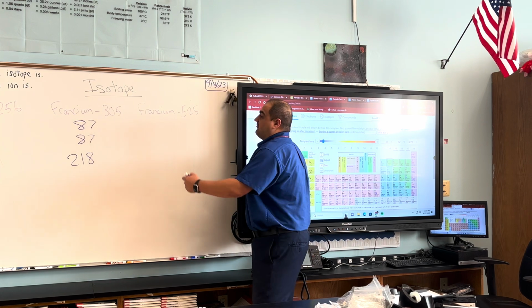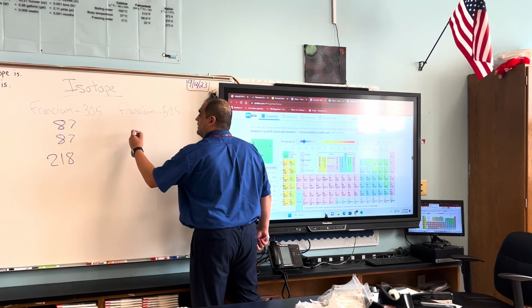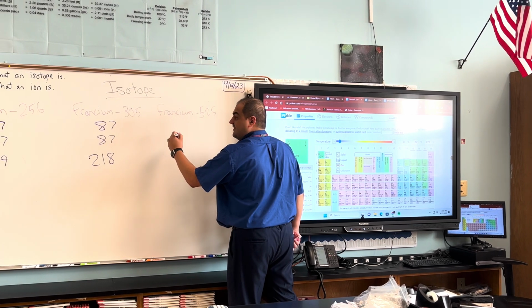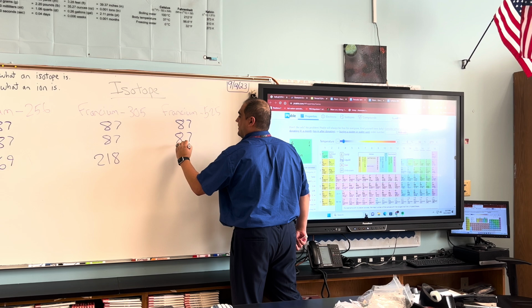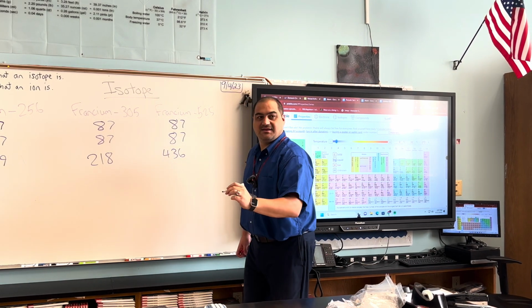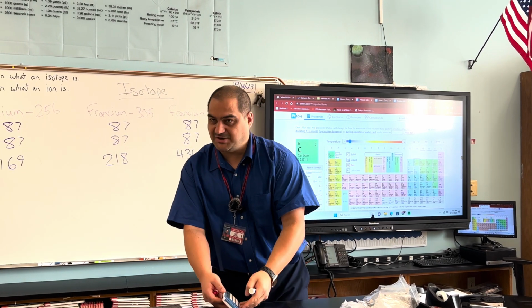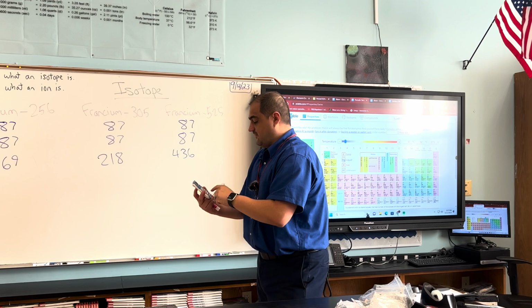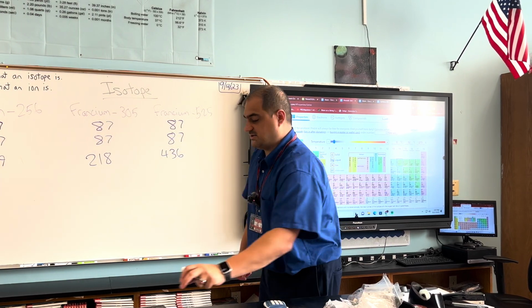All right, francium 525. Mia? Proton count? 87. Electron count? 87. Neutron count? 436. Is that correct? I got 438. Okay, hold up. Let's punch it in real quick. 525 minus 87 is 438. Okay, so 438.